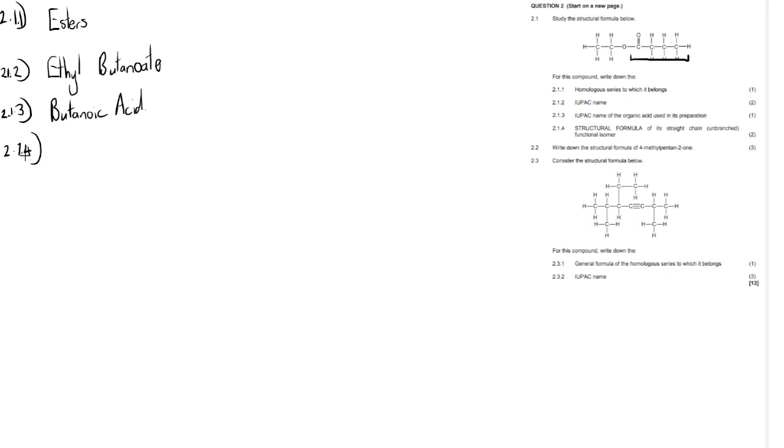2.1.4. The structural formula of its straight chain unbranched functional isomer. That means the functional isomer has a different functional group. This is important. It will be straight chain. I almost wanted to say there might be 2 options, but this is straight chain. That means it's unbranched, so there is only one option for us. It means all 6 carbons are in one long chain.